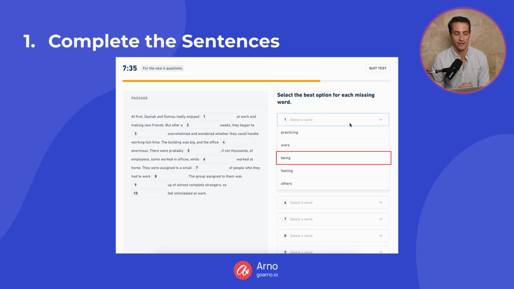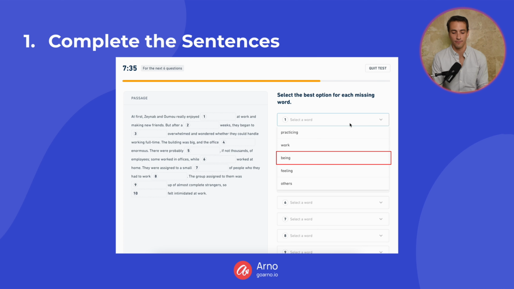What about being? At first, Zainab and Omu really enjoyed being at work and making new friends. It is grammatically correct. It's the right verb tense. And two, does it make sense in the passage? Yes. Well, they really enjoyed being at work and they enjoyed making new friends. So being in this sentence really seems to make a lot of sense. But just because you are confident in an answer doesn't mean you should stop there. You need to evaluate all of the options.